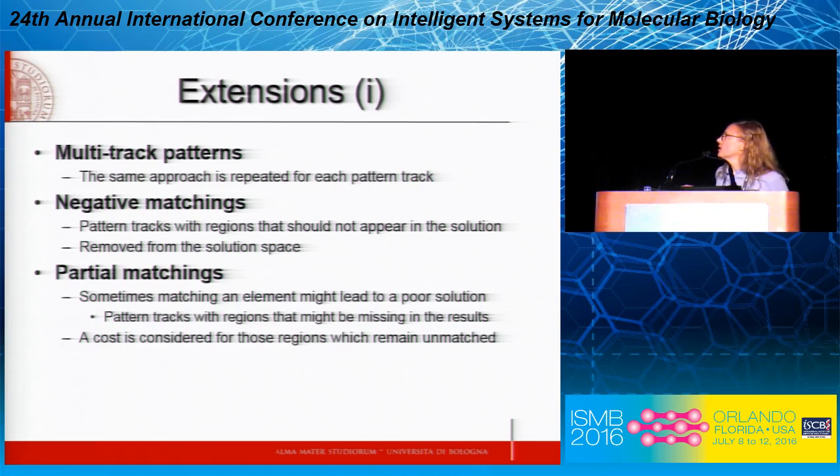Negative matching: a pattern track with regions that should not appear in the solution. We do this by removing the negative track from the source space before the search starts. We were also able to support partial matching, since sometimes matching an element may lead to a poor solution. In this case, partial matches are regions that can or cannot be in the matching, and of course, we add a cost for this partial matching.